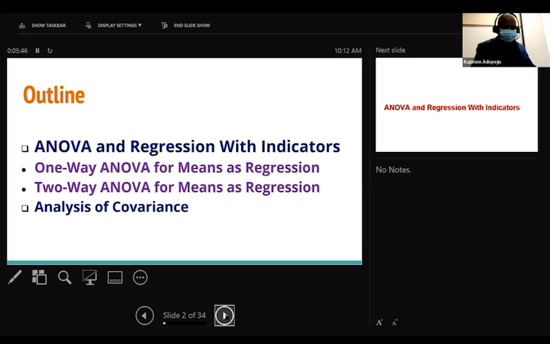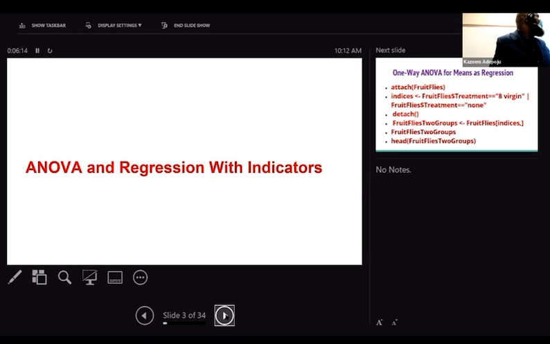So I'm going to talk about the one-way ANOVA for means as regression. I'm also going to talk about two-way ANOVAs for means as regression. And finally, I'm going to walk you through what we call the analysis of covariance. You've done analysis of variance. What makes analysis of covariance different from analysis of variance? Now let's get started. I want to start with ANOVA and regression with indicators.